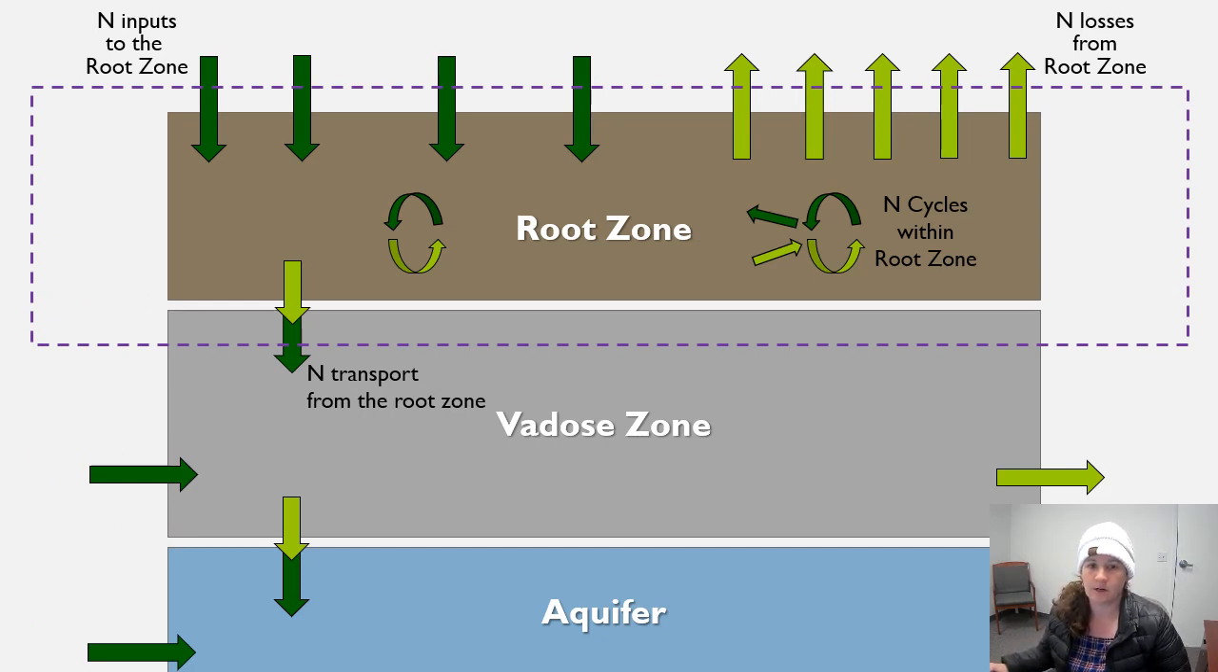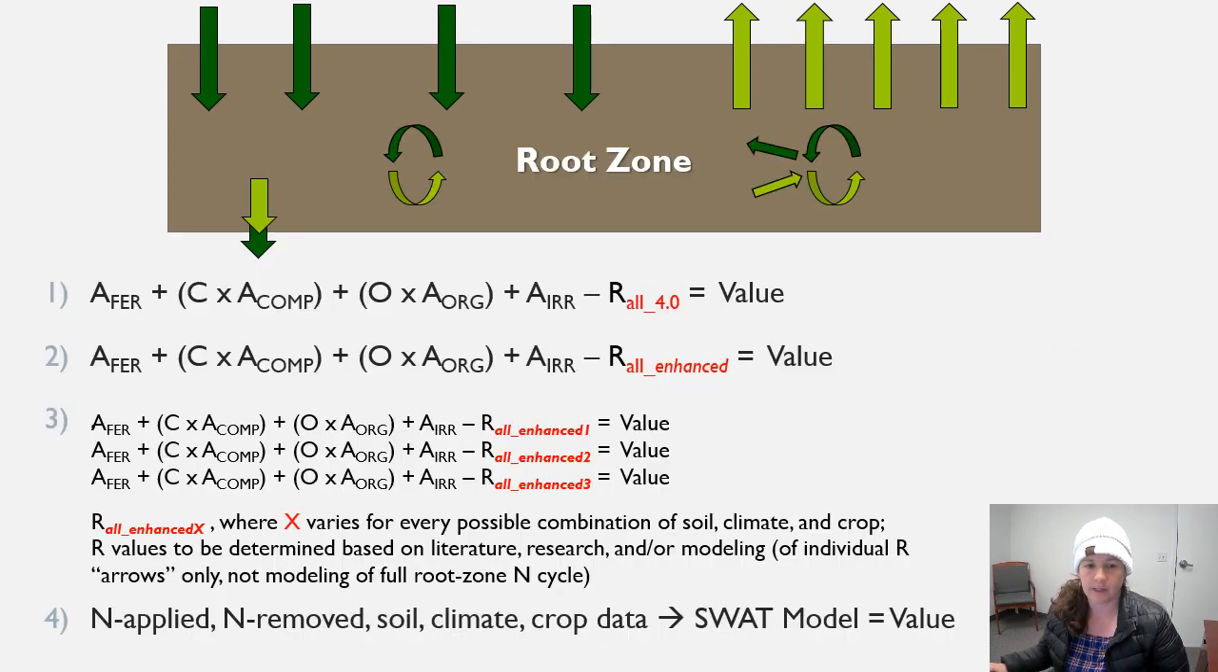So here's our concept framework of the root zone. Draw the box around the root zone, and let's look at what our 4 different approaches would look like if we actually spelled out the equation or formula for each one. Well, in approach number 1, we'd have the Ag Order 4.0 A-R equation, which includes all 5 of the 4.0 defined R values.